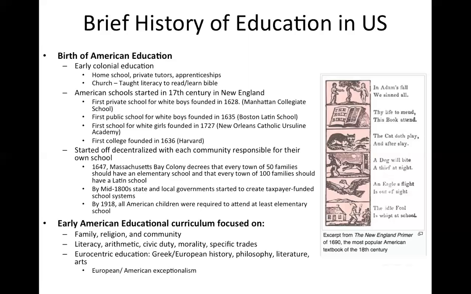So we start seeing that emerge around the mid 1800s. That really blew up after the Civil War, particularly in the South. We'll talk a little bit about that later. And then it was really by 1918 that the federal government basically required that all American children, in every state, had to attend at least an elementary school. So there had to be an elementary school system for every child in the country. By the early 1900s, we start seeing this educational system that we have now.